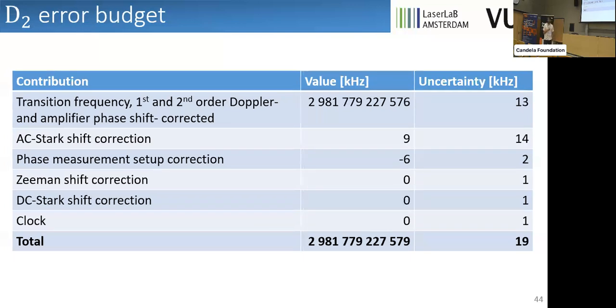And now if we do the same thing for D2, because D2 is roughly twice as heavy as H2, we could probe a much longer free evolution time. And so many of these effects are reduced. So you can see that, for example, the uncertainty from first and second order Doppler combined with amplifier phase shift is only 13 kilohertz here. And so we keep going down the list, do the same thing, and have 19 kilohertz uncertainty on the D2 X2EF transition. And I should stress that this is all preliminary.